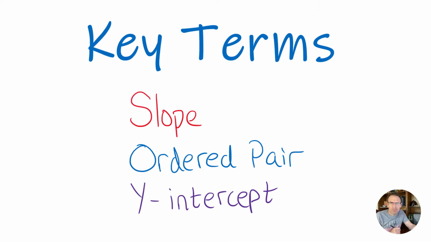Today we're going to talk about slope, and there are three key terms I want you to remember. Obviously, one of them is going to be slope, one of them is going to be ordered pair, and one of them is going to be y-intercept. So keep those in mind as we move forward.